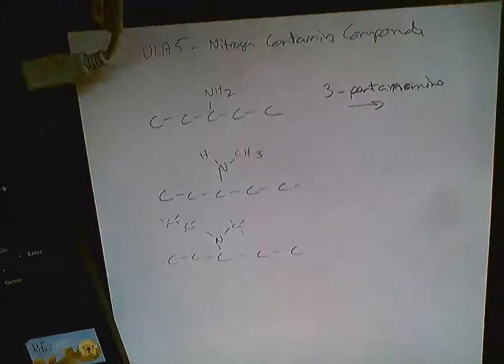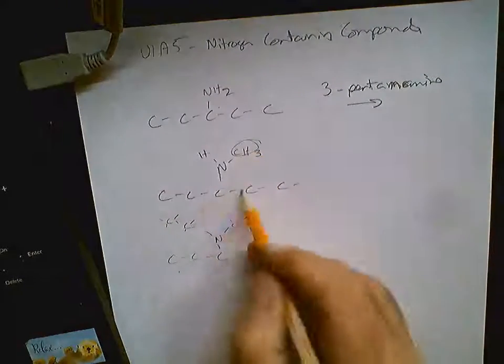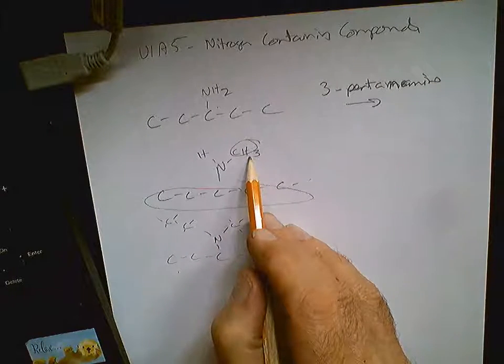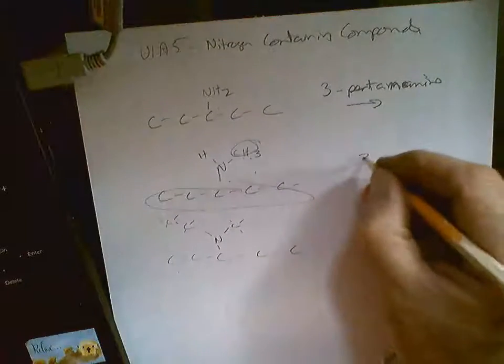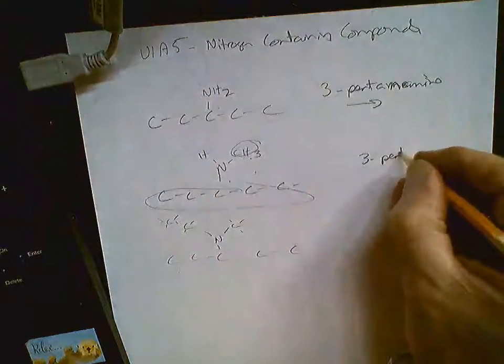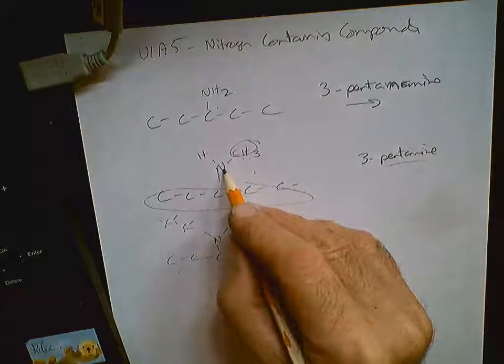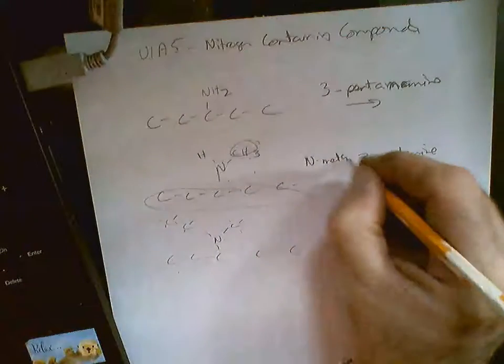Here's the thing, you can have primary, secondary, and tertiary amines. A secondary amine means you have 2 carbons coming off of it. So instead of a hydrogen, you've got something else with a carbon coming off of it. So we have 3-pentanamine, once again, but on the N, we have a methyl, so we call it N-methyl 3-pentanamine.